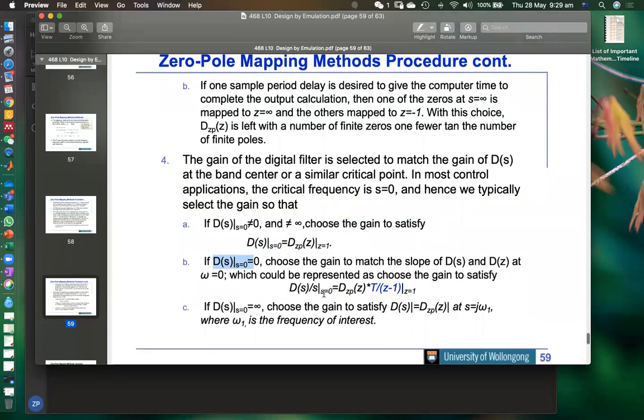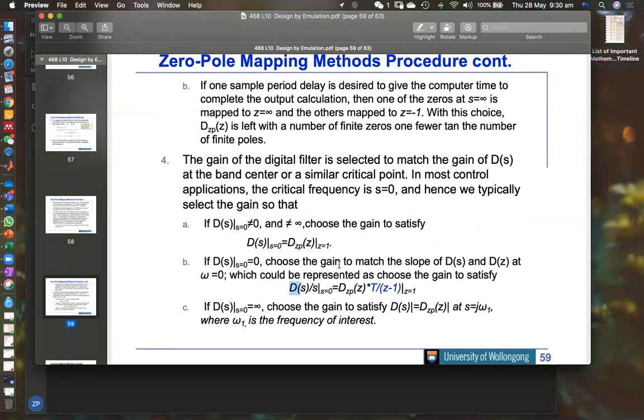In that case, you divide ds by s. So you do not look at the gain at DC. Instead, you look at the change of the gain at DC. It's kind of like taking a derivative of your continuous system at DC, and equivalently for the continuous system divided by s. For the discrete system, it becomes divided by z minus 1. Okay, because s equal to z minus 1, right?